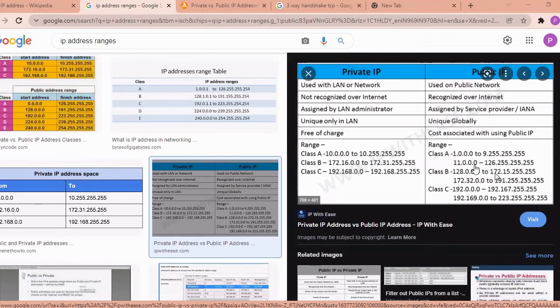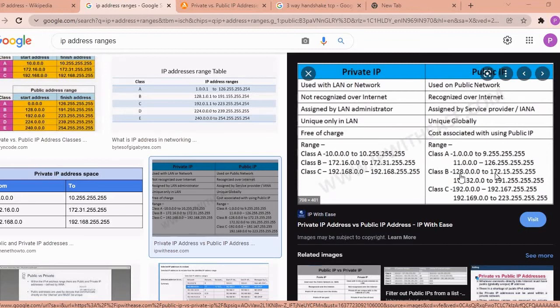127.0.0.0 to 127.255.255.255. It is the reserved range, which is reserved for the loopback IP address. Okay, loopback address. So here it is not showing. It is a reserved range. Okay, so that is 127 completed.